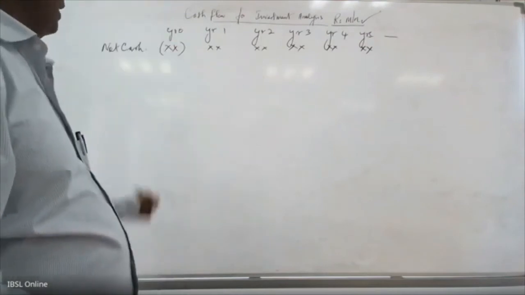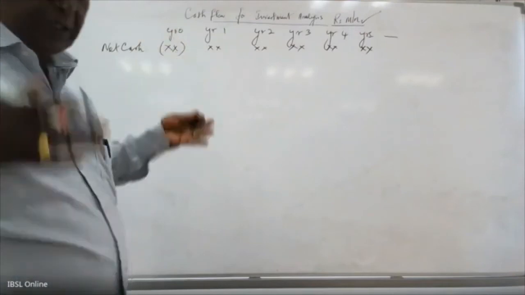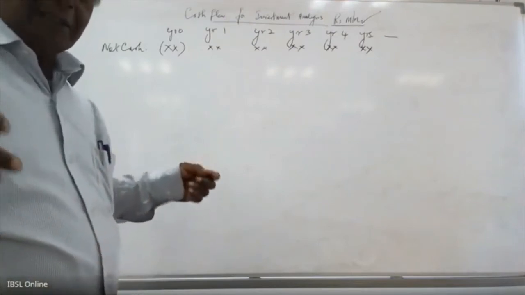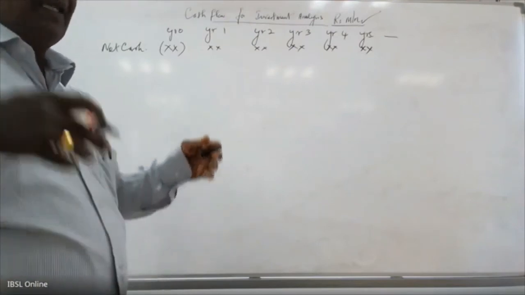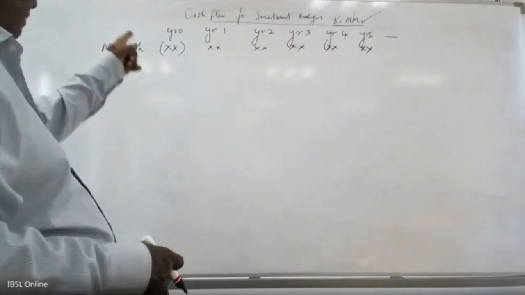Now, year 0 it will be negative, because of the investment: purchasing, putting up the building, purchasing the machineries, working capital, installation of machineries. So yes, it will be negative.